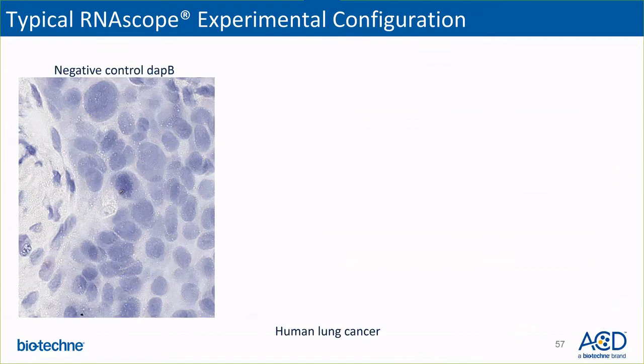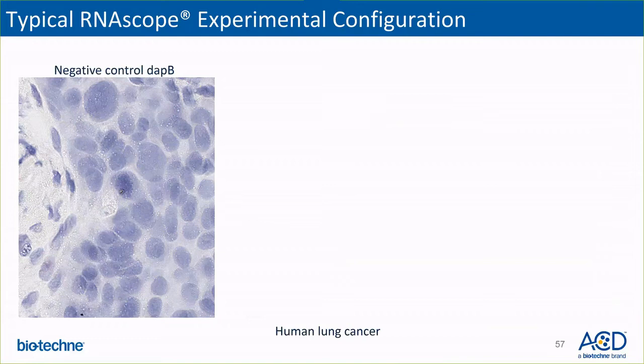And here is a typical RNAscope experimental configuration. Provided the target is expressed in the sample and the protocol is followed as recommended, the RNAscope assay is guaranteed. Because tissue samples can be highly variable, proper sample preparation and the right controls are essential to an RNAscope experiment.